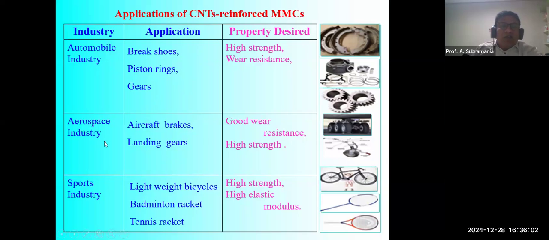Then in the aerospace industry, aircraft brakes and landing gears we can make due to its high wear resistance and high strength. Then in the sports industry, lightweight bicycles, badminton rackets, tennis rackets we can make by using this composite material.